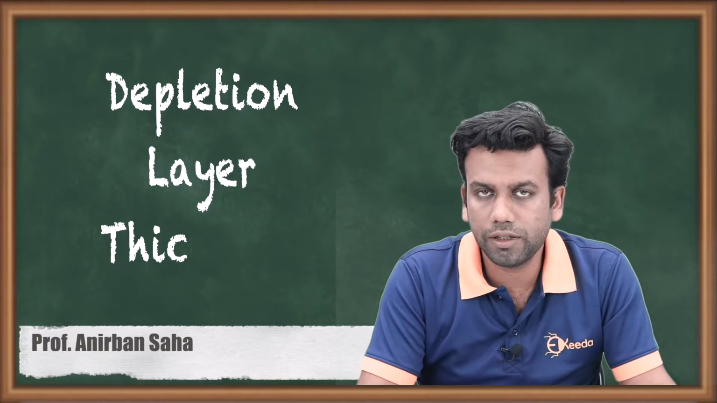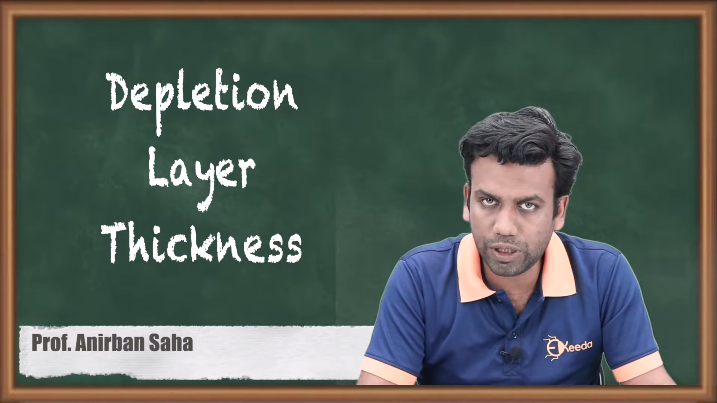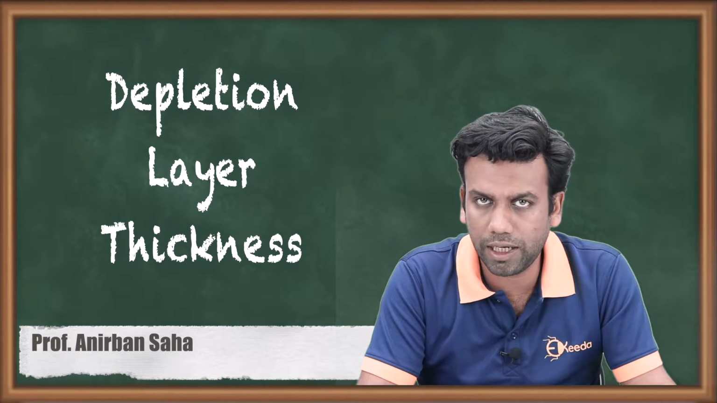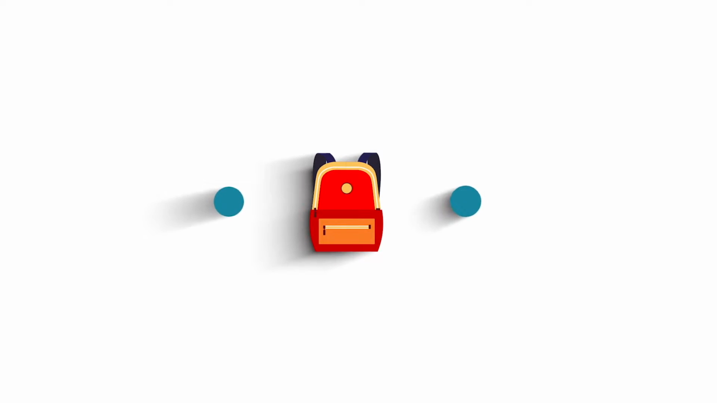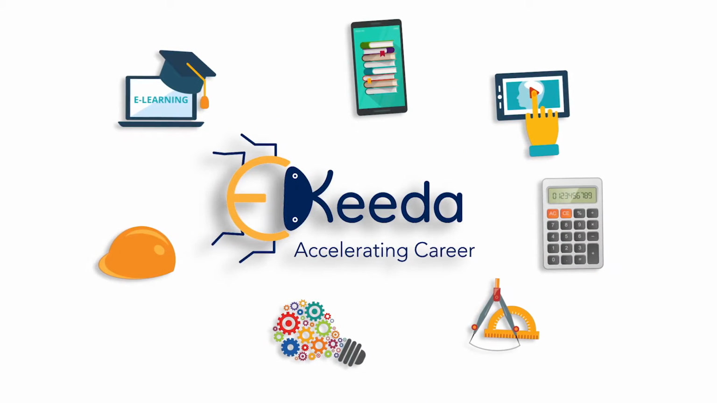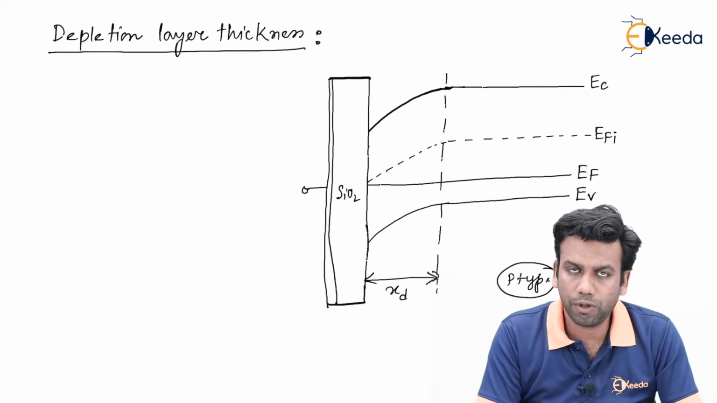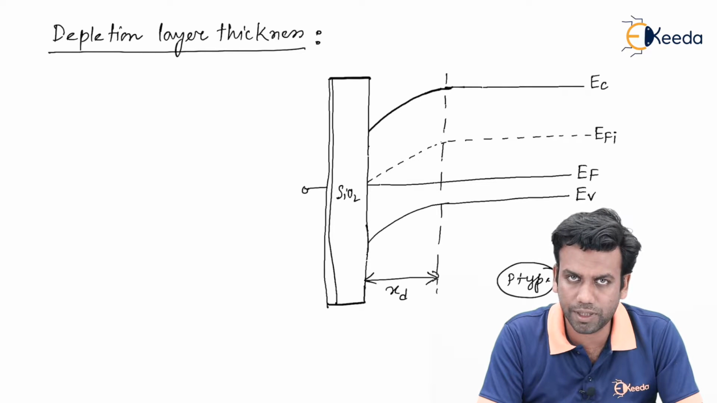Hello friends, in this video we are going to discuss the width of the depletion layer, or the thickness of the depletion layer, in the metal oxide semiconductor FET. As we know from the MOS capacitor, a depletion layer will be created just under the SiO2 layer, that is at the interface layer of the MOS capacitor, and this MOS capacitor is the heart of the MOSFET.